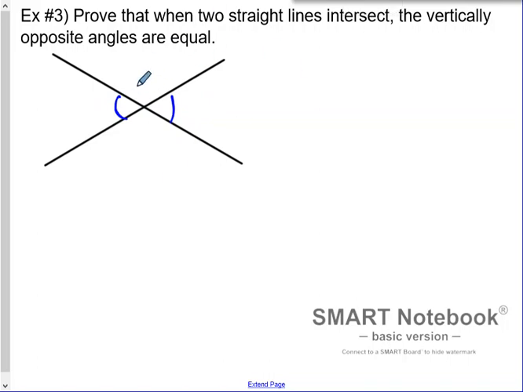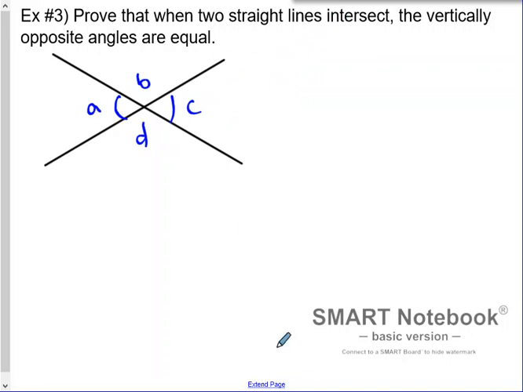Well, I'm going to label these. So we're going to label this angle A, here's angle B, here's angle C, and what the heck, here's angle D. Okay, so I want to show that either angle A equals angle C or angle B equals angle D. So that's what I want to end up at.